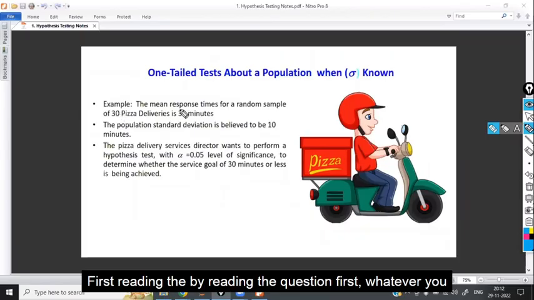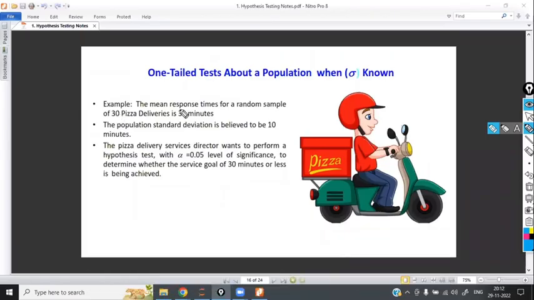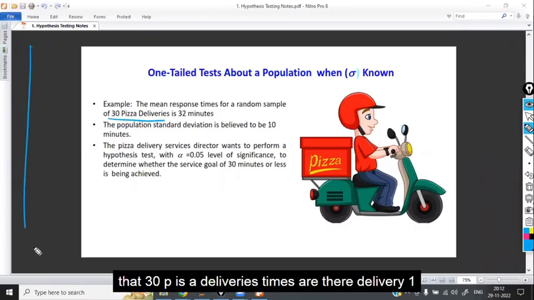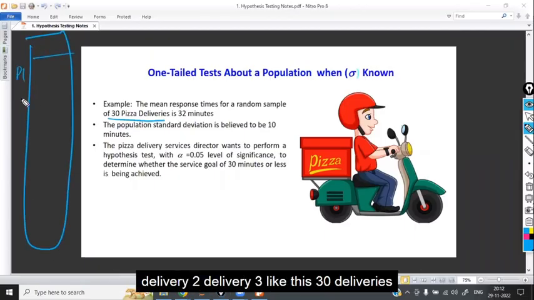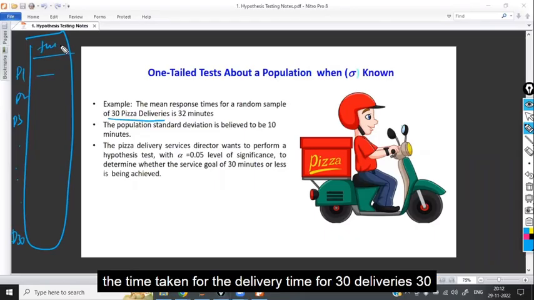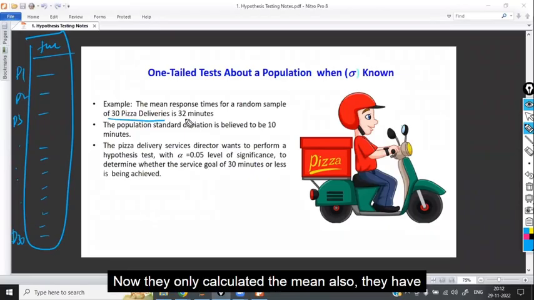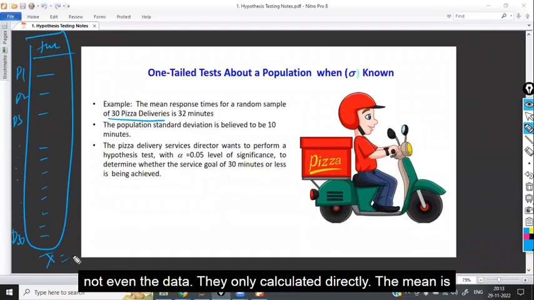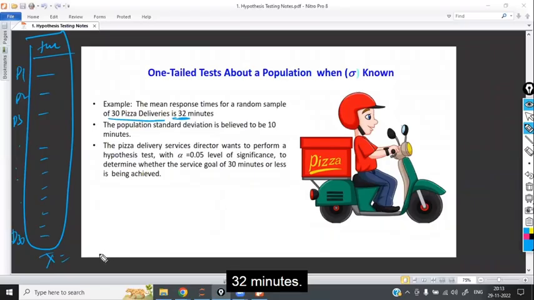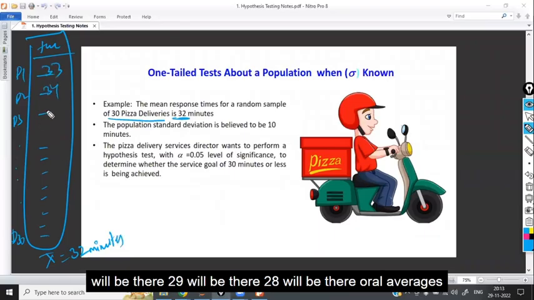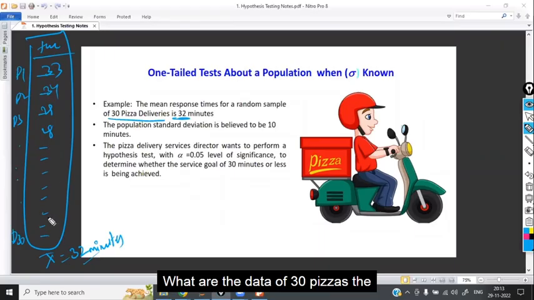First, by reading the question, whatever you have understood: mean response time for a random sample of 30 pizza deliveries. There are 30 pizza deliveries: delivery 1, delivery 2, delivery 3, like this 30 deliveries, and for each delivery, the time taken is there. Keep this aside. They have only calculated the mean directly; they have not given the data. The mean is 32 minutes. In that data, 33 will be there, 34 will be there, 29 will be there, 28 will be there. The overall average is 32.